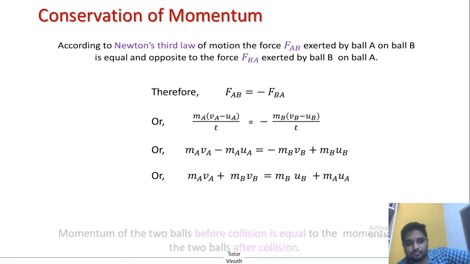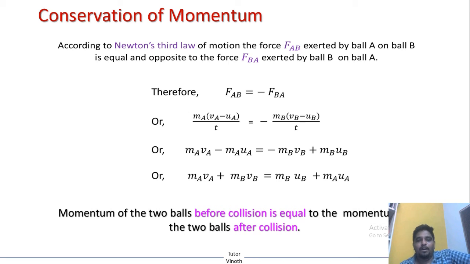After that we get: the momentum of the two balls before collision is equal to the momentum of the two balls after collision. This is the law of conservation of momentum.